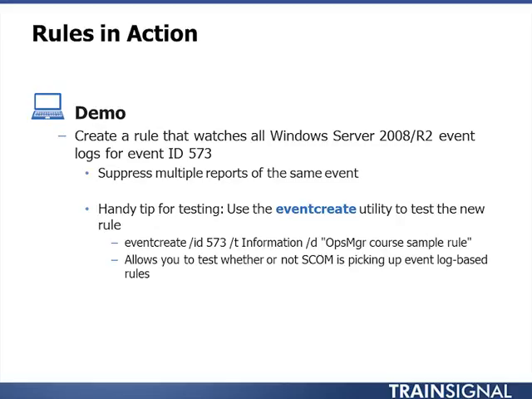Now here's a handy tip for testing. You can actually use a utility called Event Create to test the new rule. And what you see on the screen is the command line that we'll use to create that event in the Windows event log. And with this Event Create utility, that will allow you to test whether or not Operations Manager is actually picking up event log based rules. So as you can see, it's a pretty handy little utility. So we're going to go over to the Operations Manager console now, and we're going to work on this particular demonstration.